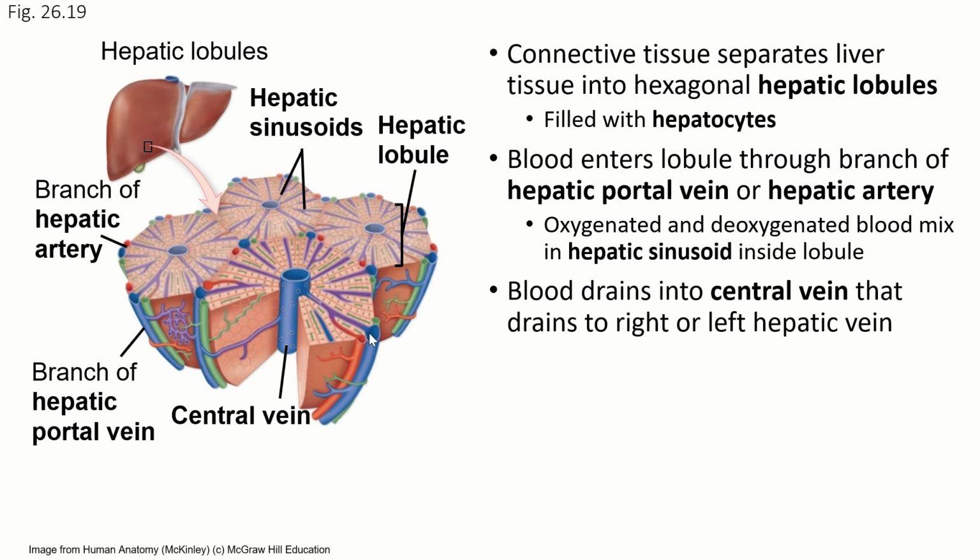The blood then drains across the lobule to the center and exits through this central vein. And each of the lobules has a central vein at its center. Now there's one more tube here. Come back to that.